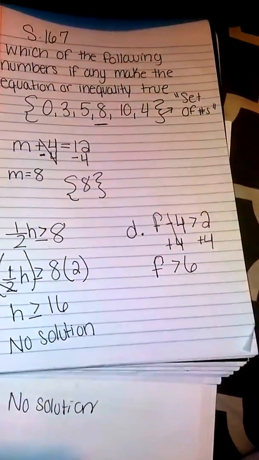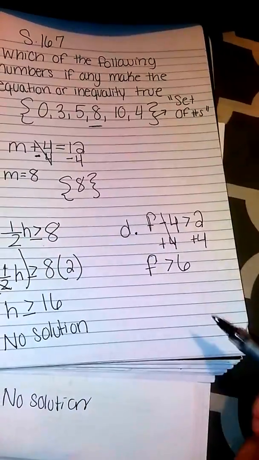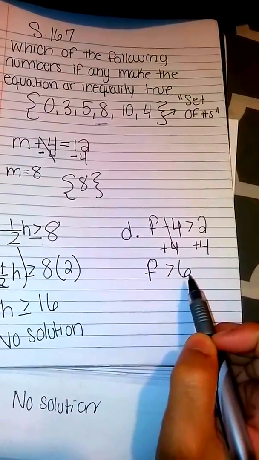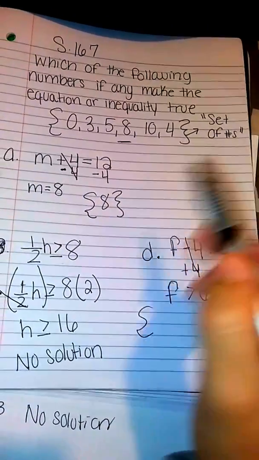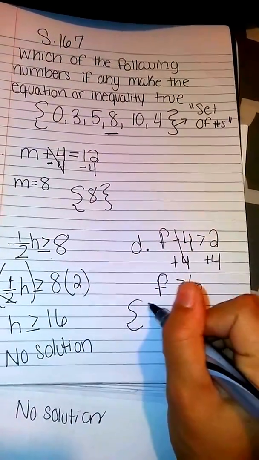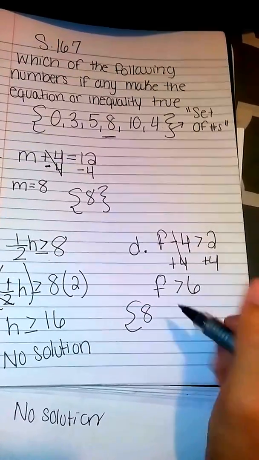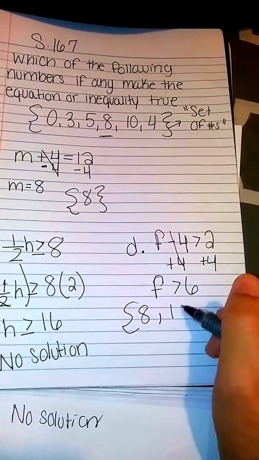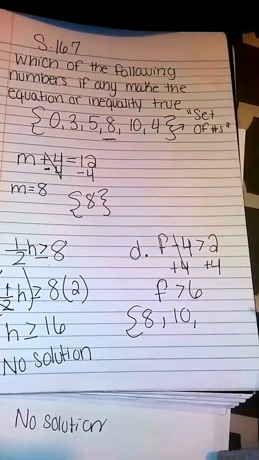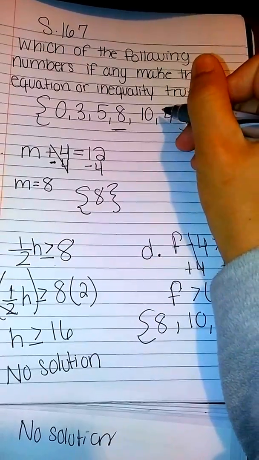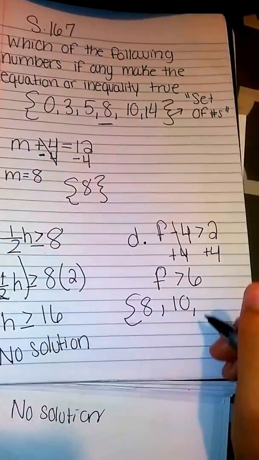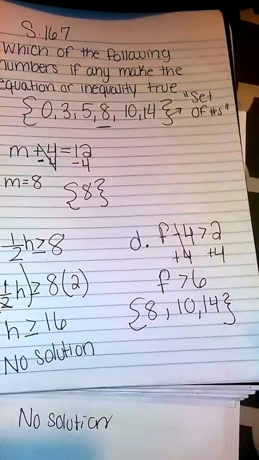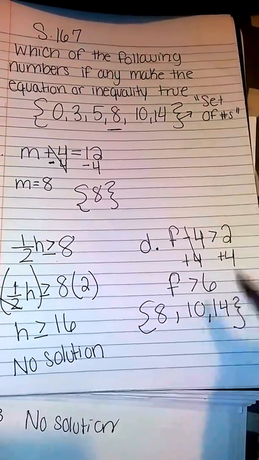Okay? So we're going to go back up to our set of numbers, and we're going to see, are there any numbers that satisfy this inequality? F is greater than 6. And let's see if there's any numbers. So 8 is greater than 6, so you're going to put that into your answer. And then 10 is greater than 6. And this actually should be 14, sorry. And then we have 14 is greater than 6. And those three numbers satisfy this inequality.